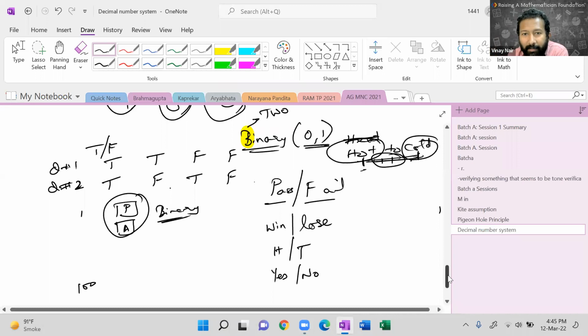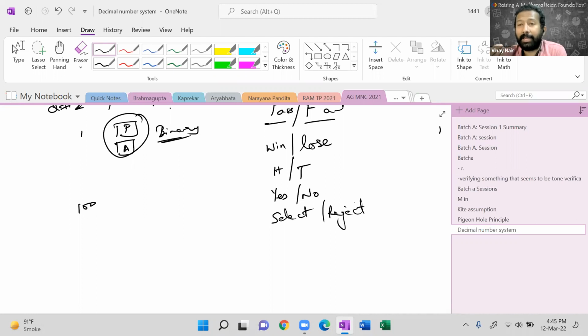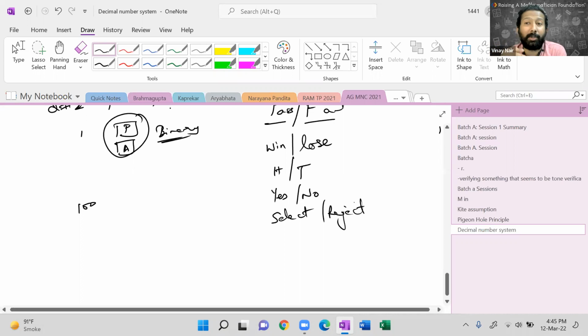Okay. Pass, fail, win, lose, select, reject. Selection, rejection, this is something that you again come across in problems on permutations, combinations, where you select 3 people out of 10. So when you say you are selecting 3 people, it is the same as you are rejecting 7 people, right? Select, reject. What else can we say?